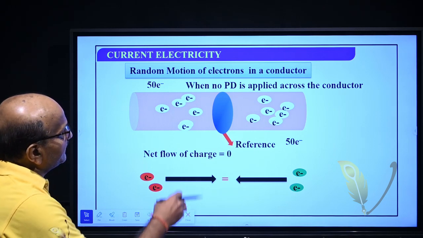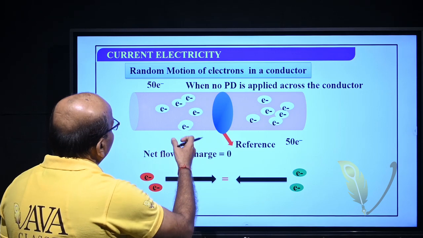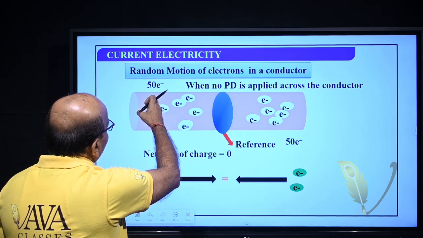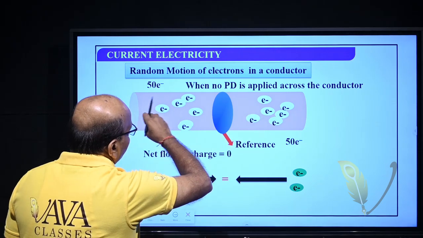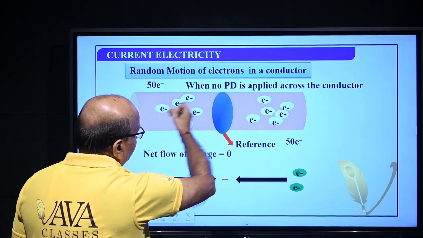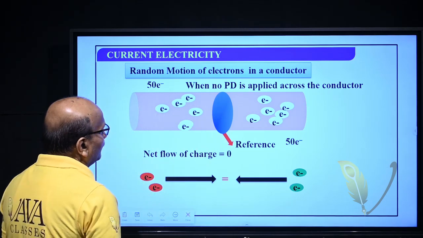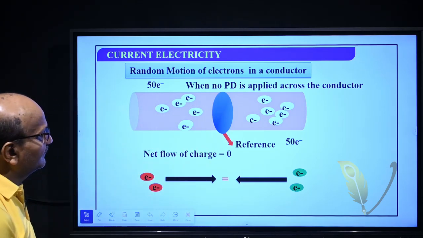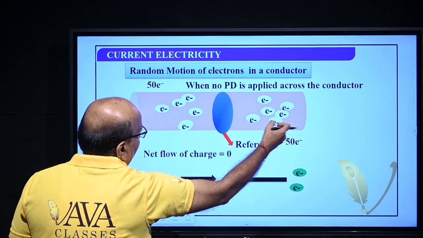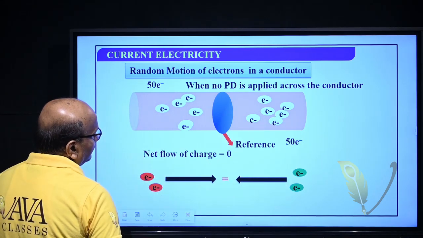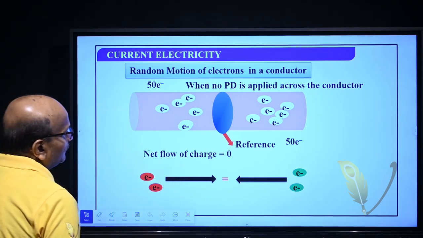But when potential difference is applied across the conductor, suppose in random motion there were 50 electrons, here also 50 electrons. If they move to the right, then they move to the left. So the net charge will be 0, the net flow of charge is equal to 0, because these electrons are moving left to right and these electrons are moving right to left. So the total charge is 0.